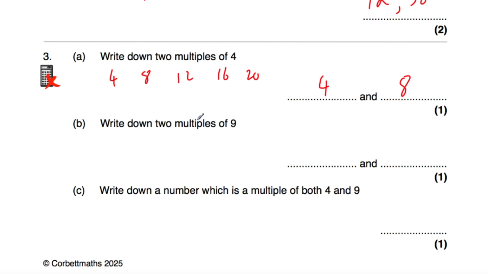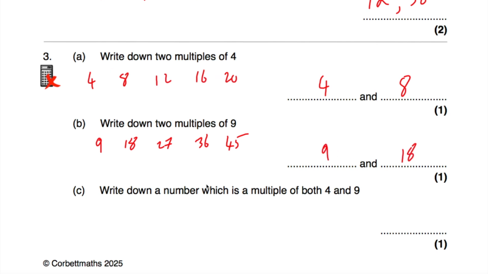Okay, part B. Part B says write down 2 multiples of 9. So the multiples of 9 are 9 times 1 is 9, 9 times 2 is 18, 27, 36, 45, and so on. I'm going to write down 2 multiples of 9. I'm just going to write down 9 and 18. They're the multiples of 9 that I'm going to write down. Okay, and then part C.